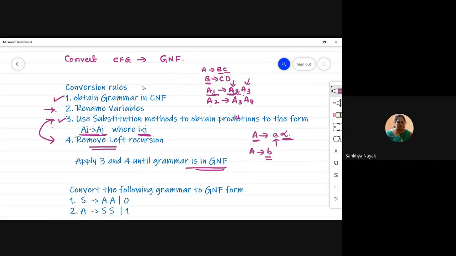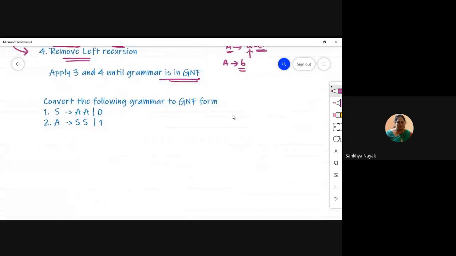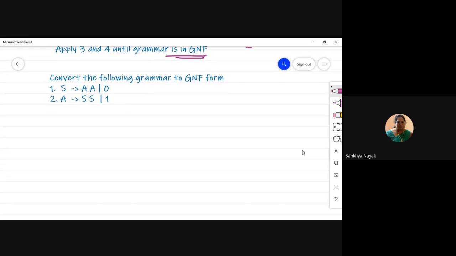So let us take the first problem. Convert the following grammar into GNF format. So this is our first problem. S derives AA or 0 and A derives SS or 1. If you observe, this grammar is already in CNF. So what is CNF? Where a non-terminal derives two non-terminals or a non-terminal derives a terminal. You can see here a non-terminal is deriving two non-terminals in both cases, or they are deriving the terminals. So this is already in CNF.